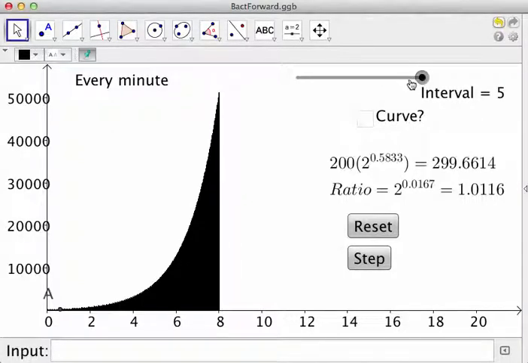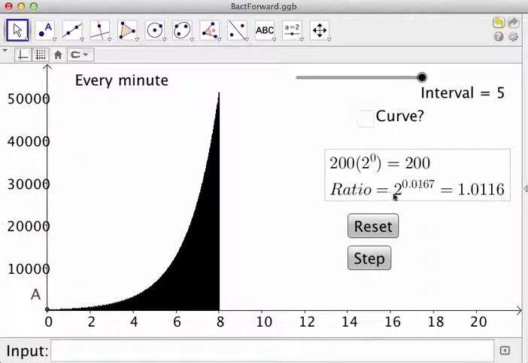Well, let's go one step further. Let's get to every minute. So now we're going up by a ratio of 2 to the 1/60th power, because whenever we increase the exponent, we're increasing it by 1/60th, because that's what a minute represents, 1/60th of an hour. So each minute now we're saying that the number of bacteria increases by a factor of 1.0116. In other words, each minute there are 1.0116 times as many bacteria as there were the previous minute.